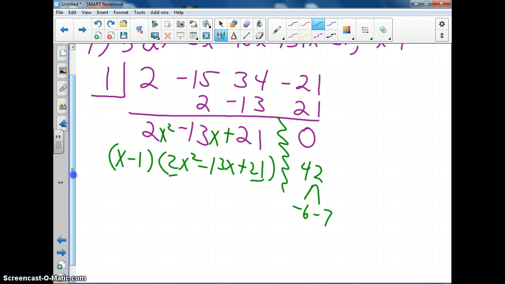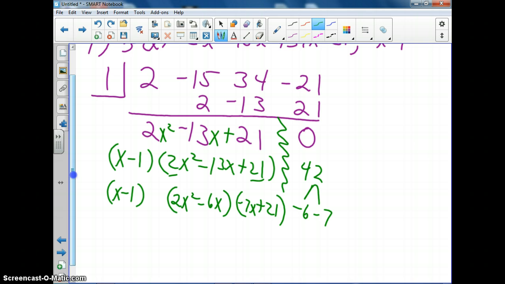So here we go. We got x minus 1. We got 2 sets of brackets, right? First one goes in the front, last one goes in the back. Now tell me about the split. Negative 6, negative 7, negative 7, negative 6. Negative 6, negative 7, negative 6x, negative 7x.